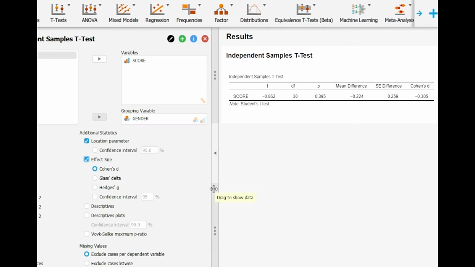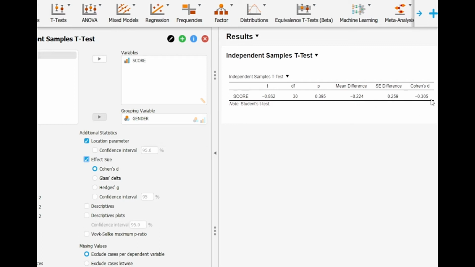So here we have the same answer. Just ignore the negative sign here, which is 0.862, the same as in our computation. The degrees of freedom is 30. The p-value here is 0.395. As I said earlier, it is greater than 0.05, so it is not significant. Therefore, the difference between COVID level awareness of male and female is not significant. You can also see here their difference is negative 0.224.